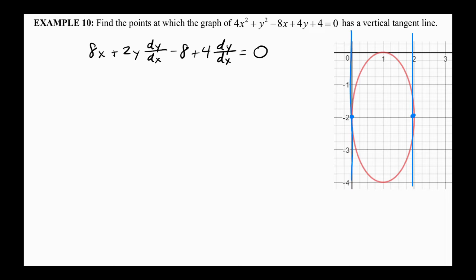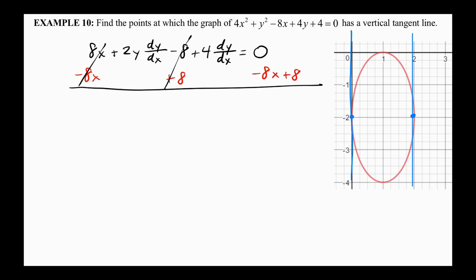Solve for dy/dx. Okay, this one's pretty straightforward. Anything without a dy/dx, we're going to move to the other side using the inverse operations. Okay. So if it's positive, we're going to subtract it. If it's negative, we're going to add it. So we get 2y dy/dx plus 4 dy/dx equals negative 8x plus 8.